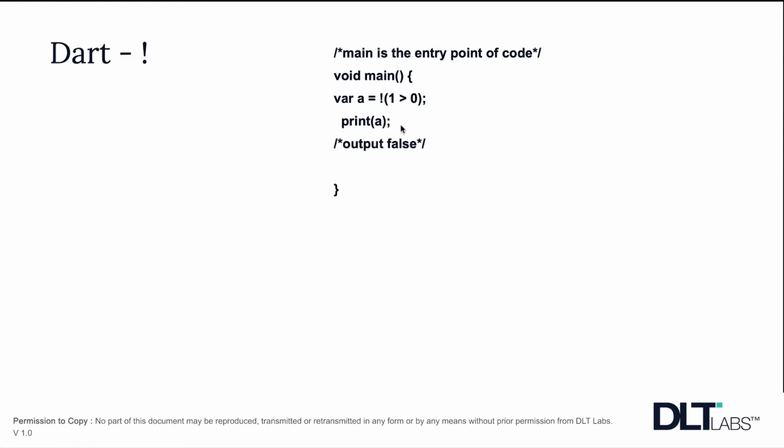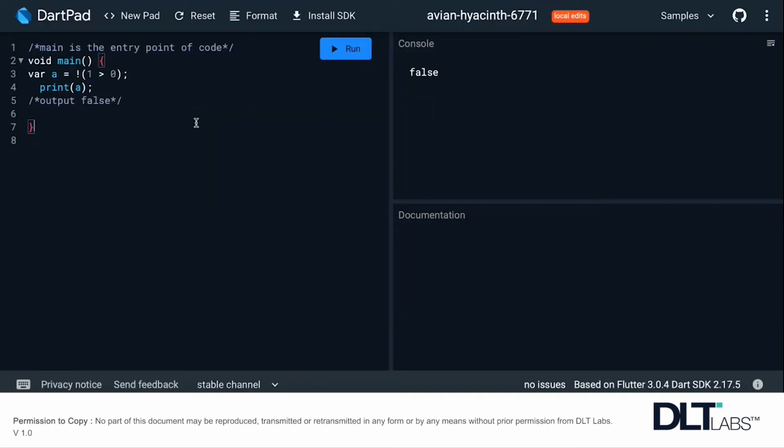Let's talk about the exclamation operator. So we have a variable a equal to exclamation operator 1 is greater than 0. So 1 is greater than 0, it is true. And as soon as we apply the exclamation operator before true, it will just reverse it. So it will become false. And if we print the same, we see false.